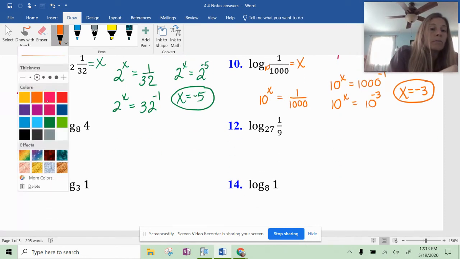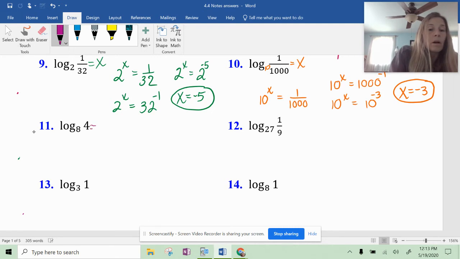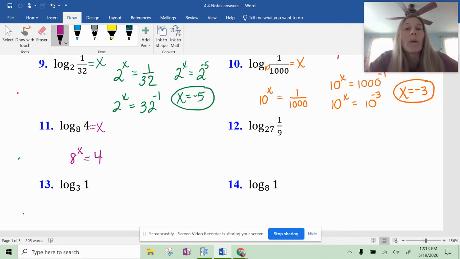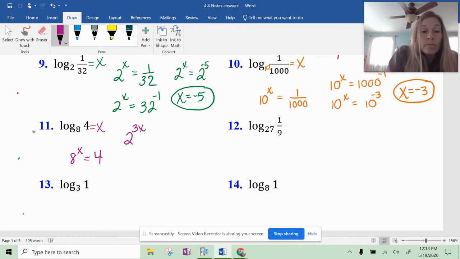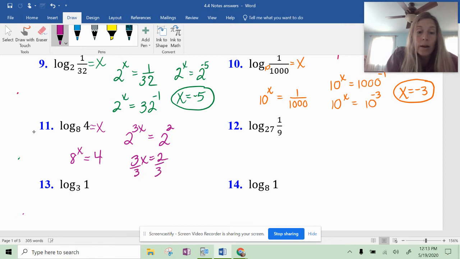Okay, number 11. Log base 8 of 4 equals x. So I'm going to rewrite this as 8 to the x power equals 4. Now, there's no way for me to rewrite the 4 to be an 8 or the 8 to be a 4, so I'm going to have to rewrite both of them as a smaller base. So I know 8 can be rewritten as 2 to the 3rd, and the 4 can be rewritten as 2 squared. Now I have the same base for both of them, so I can get rid of those base 2's. 3x equals 2. Solve for x. x equals 2/3.